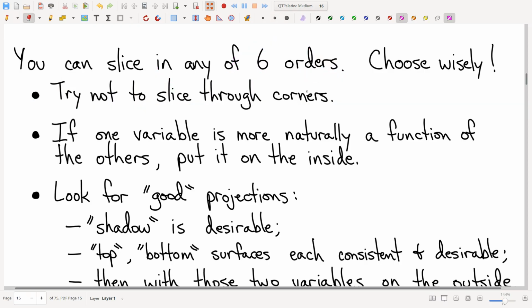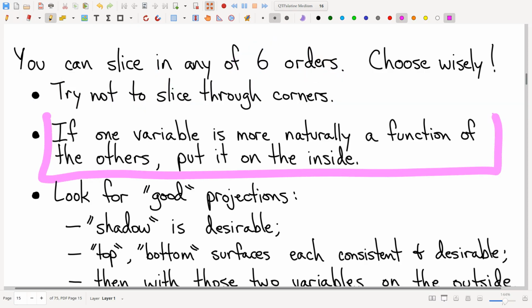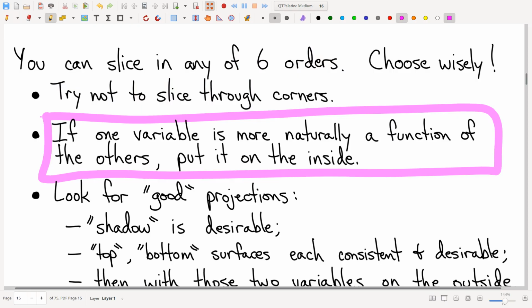Okay, and then likewise, keep in mind, whatever variable is on the inside, you're going to have to solve for that variable in the given algebra. So put on the inside a variable that's going to be relatively easy to solve for. Make your life simple. Don't make your life unnecessarily difficult.